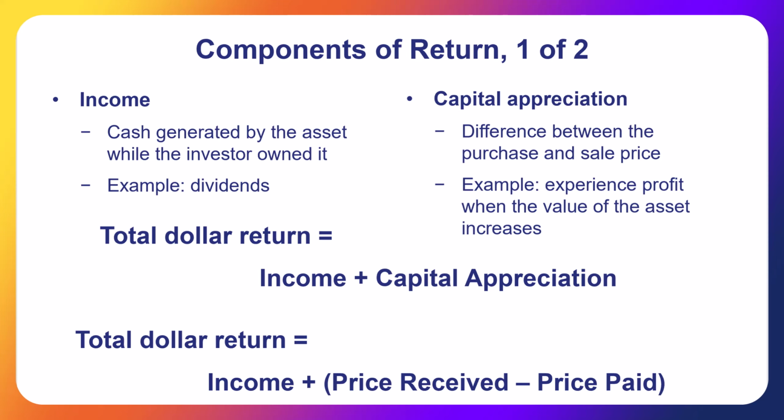Now, if you bought Apple for $150, sold it for $170, and earned $3 in dividends, your total return is the $20 price increase plus the $3 dividends, which gives you $23. So again, income is generated by the asset while we own that asset. A good example of this would be dividends and/or interest. Capital appreciation is the difference between the purchase price and the sales price. The combination of the two creates what we refer to as the total dollar return.